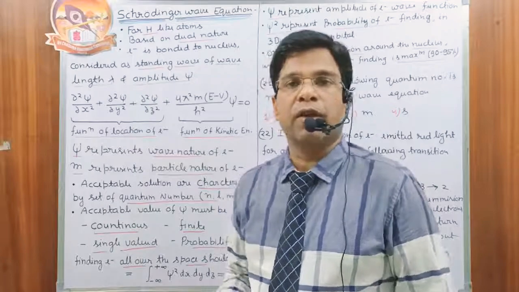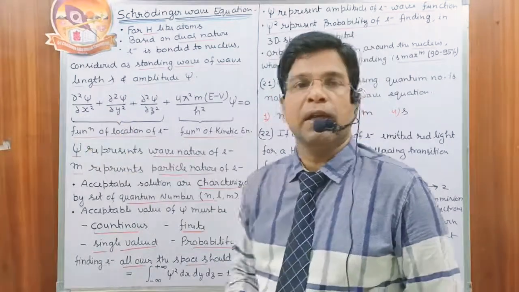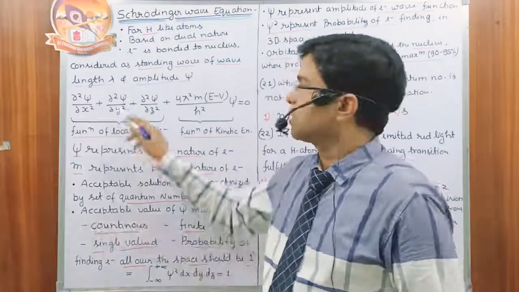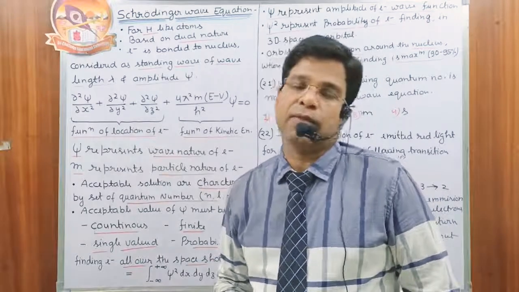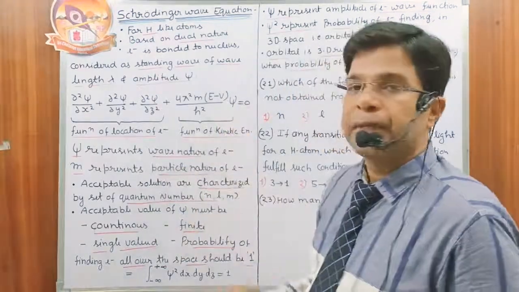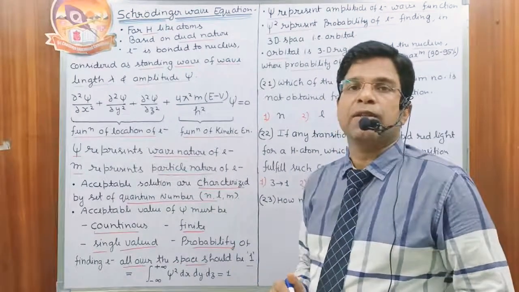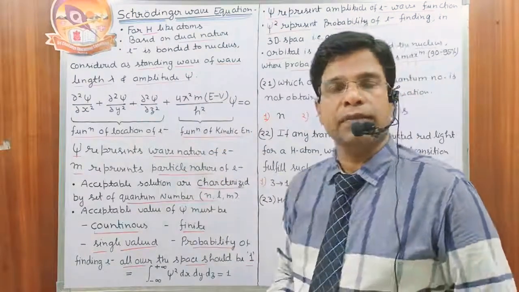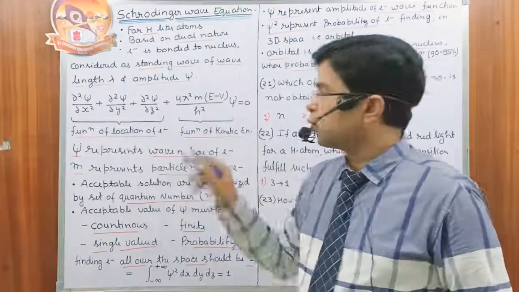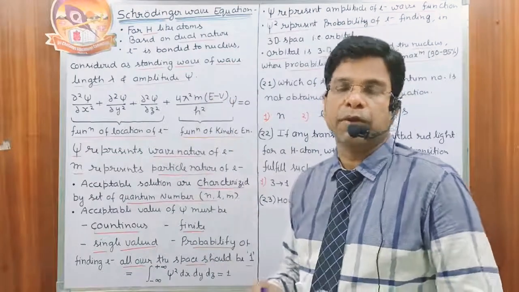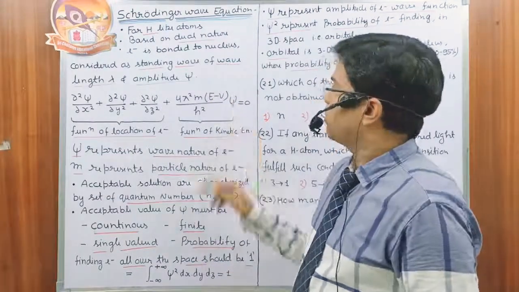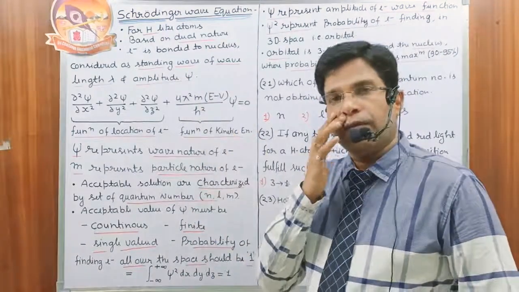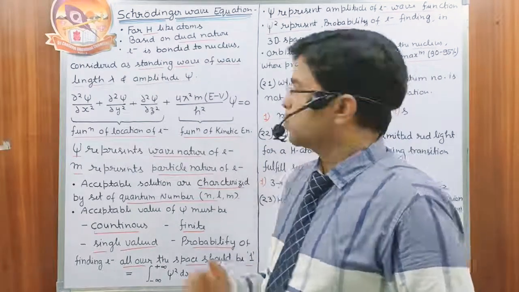And this Schrödinger wave equation: del square psi divided by del x square plus del square psi divided by del y square plus del square psi divided by del z square plus 8 pi square m into E minus V divided by h square into psi is equal to 0. Here E is the total energy, V is the potential energy. So total energy minus potential energy will provide you the kinetic energy. M is the mass of electron, and psi is the wave amplitude of the electron, the wave function.